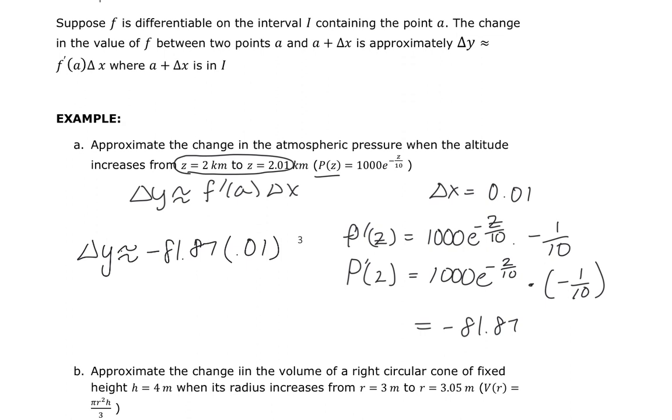So what this is telling me is that this is approximately changing at that moment from 2 kilometers to 2.01 kilometers of negative, which means it's decreasing, 8.8187. There we go. And then whatever my units for pressure is.